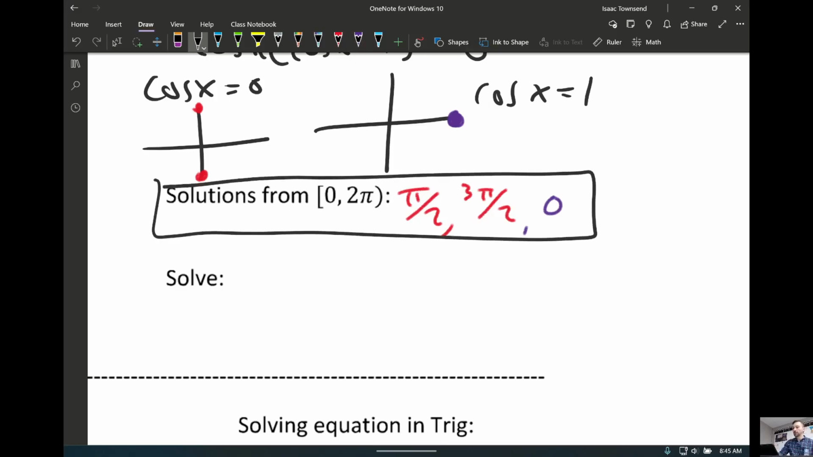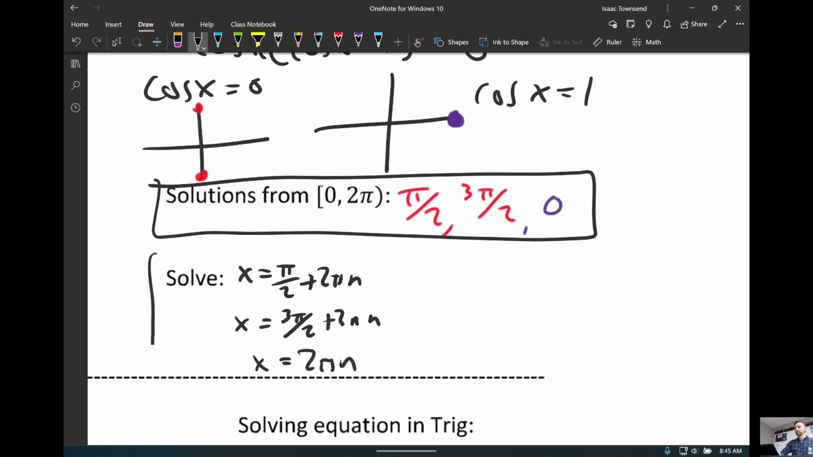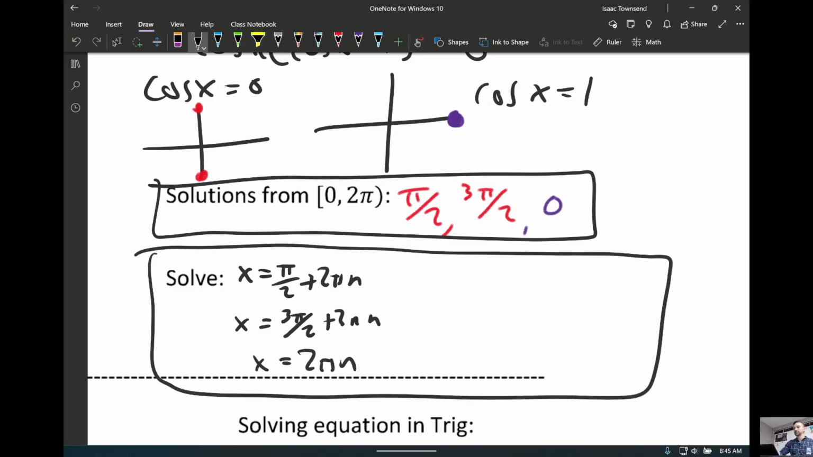Okay, so if that's the directions, you're done. You named where cosine is 0 and where cosine is 1. If the directions say solve, we need to say it could be pi over 2 plus anything coterminal. It could be 3 pi over 2 plus anything coterminal. And it could be 0 plus anything coterminal. But adding 0 doesn't change anything, so I'm not going to put that.